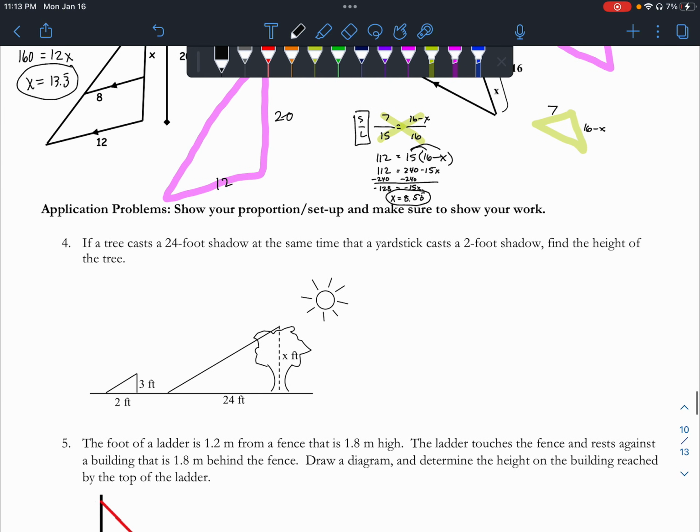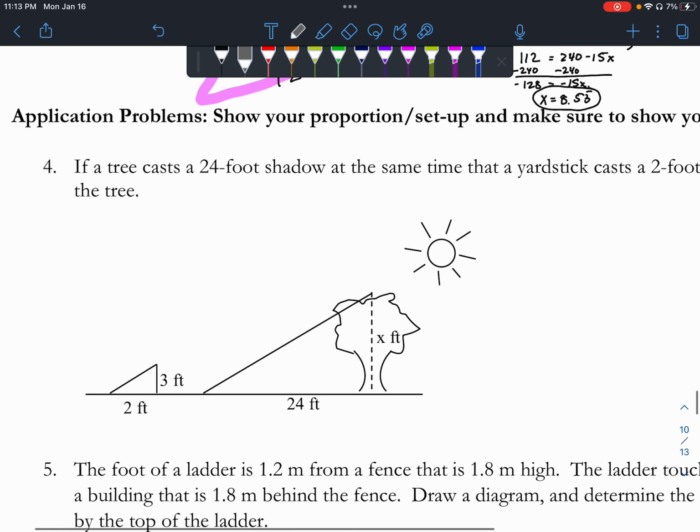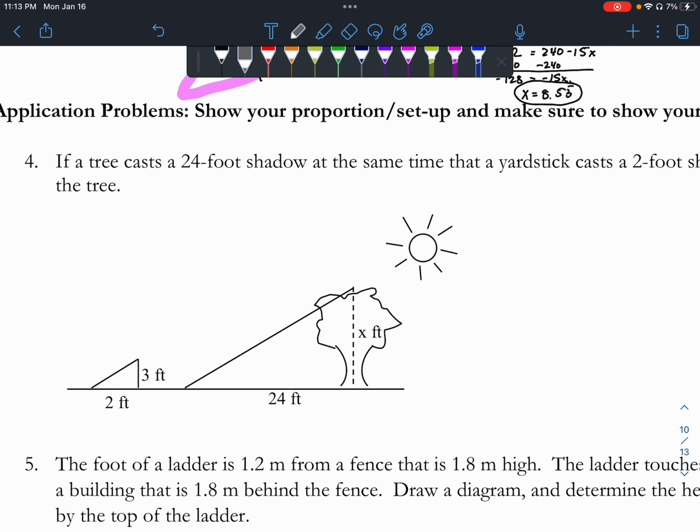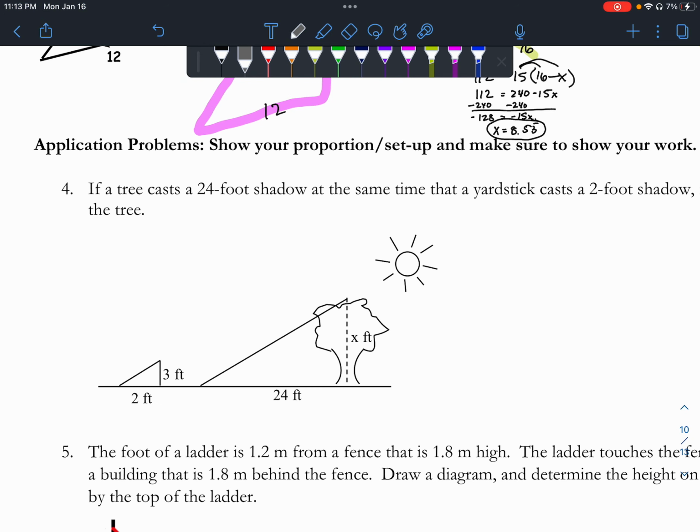These next ones are a little bit of applications. Usually with these, you see something that is vertical and something that is casting a completely horizontal shadow of some sort. It could be trees, people, buildings being vertical, but usually the shadows are always what we see here. So it says that I have a tree that we don't know how tall it is, but we do know that it casts a 24-foot shadow. I also know that I have a yardstick. Yardsticks are 3 feet tall. That thing is going to cast a 2-foot shadow.